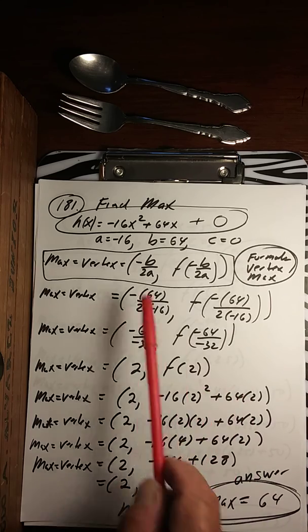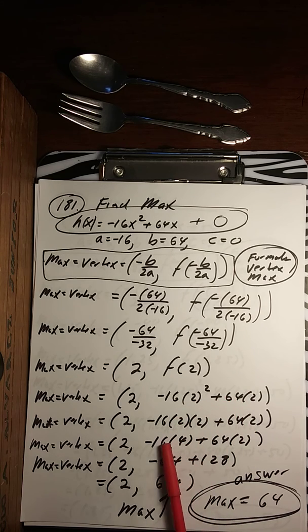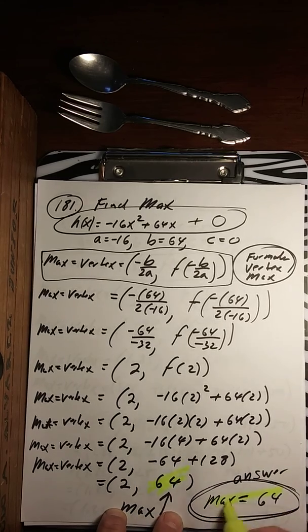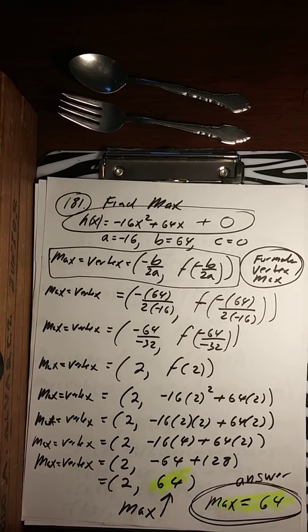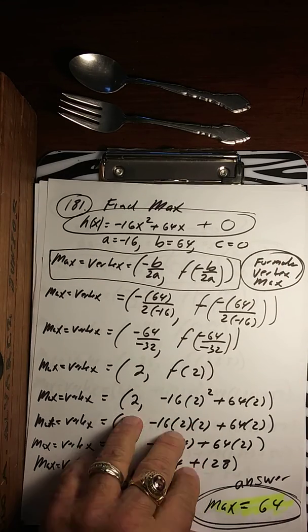F of 2 means put it back in the original problem. So 2 squared plus that, so 2 times 2 is 4, 4 times that, 64, that's 128, 128 minus 64 is 64. So at 2, you get a max of, what is it? 64. This is the max right here. That's the max, the second number, 64. So the graph goes up and down, but the max is that.